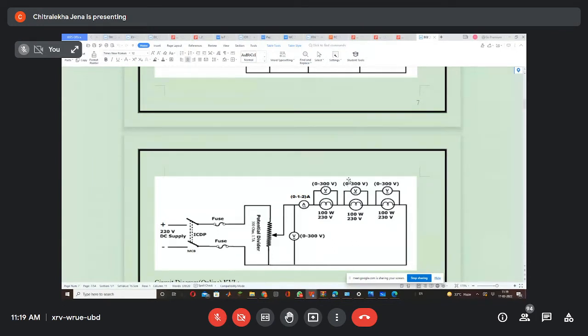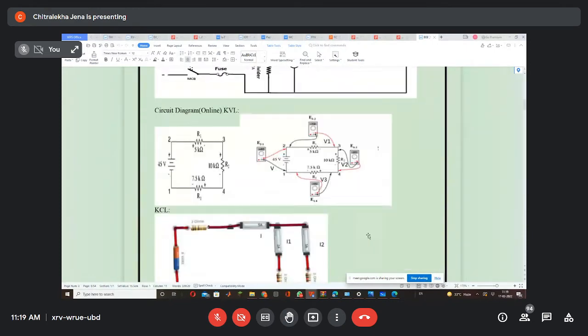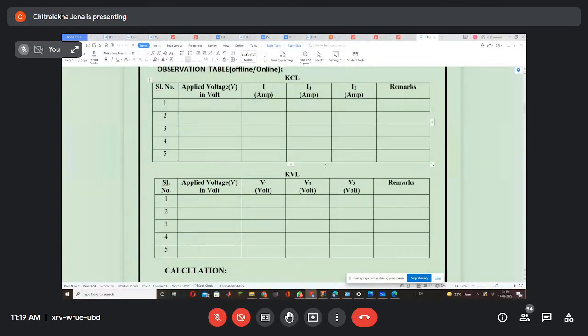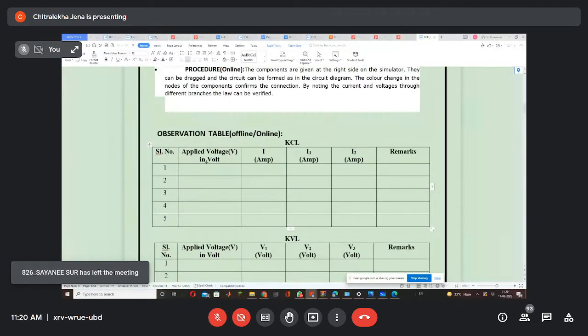Ma'am, can you please scroll downwards to the observation table? In the manual you shared with us, the observation table text has all come up. Okay, I will send you the PDF. I will show you the video. I will send you the video just after this class.